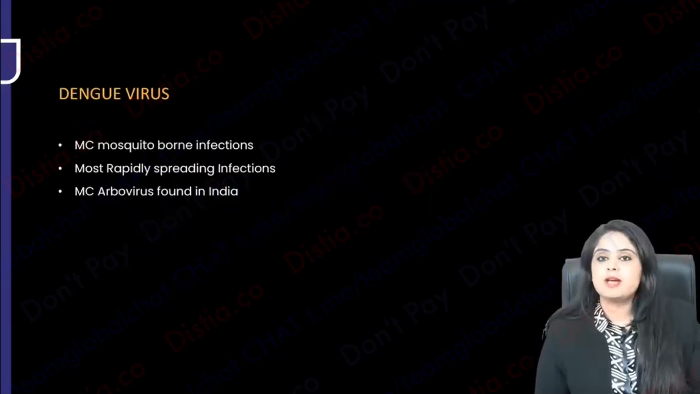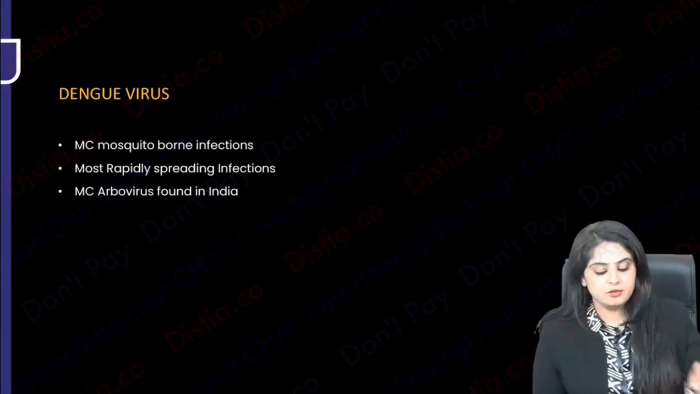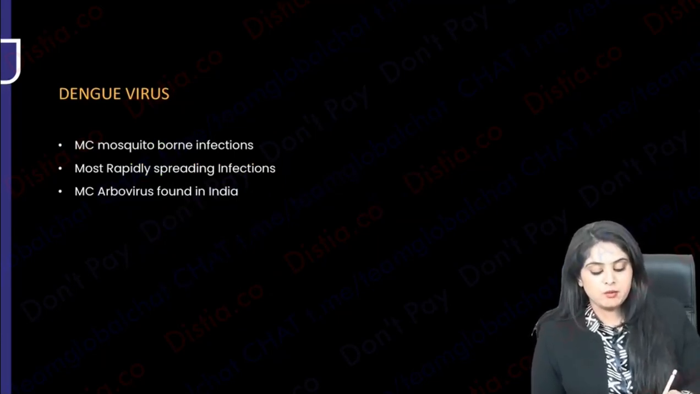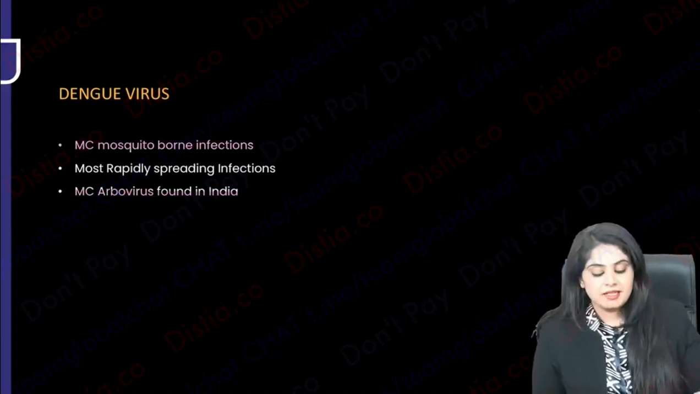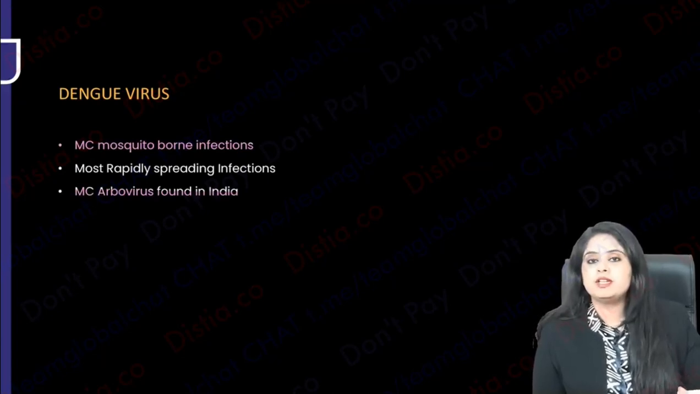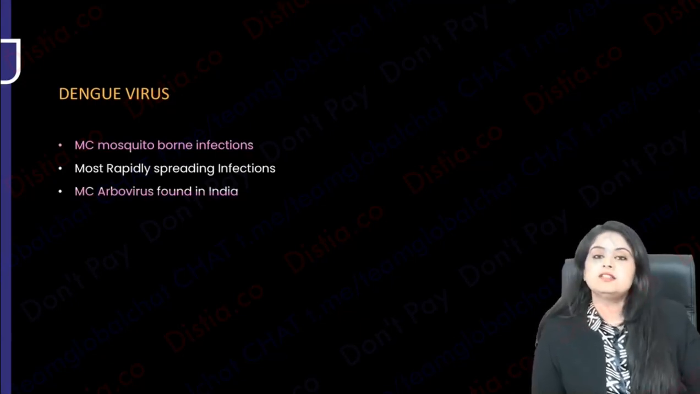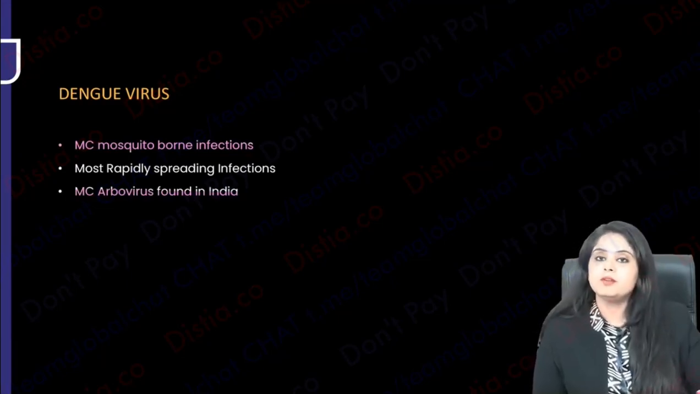So the last part of this chapter that we'll start with is the dengue virus, which we know is one of the most common arboviruses and mosquito-borne infections that we have, especially in India. And this is one of the most rapidly spreading infections. You've heard about it every year. This comes up as a bulk of cases that drop in suddenly. So definitely it's very important from not only the micro but also the PSM as well as the medicine point of view.